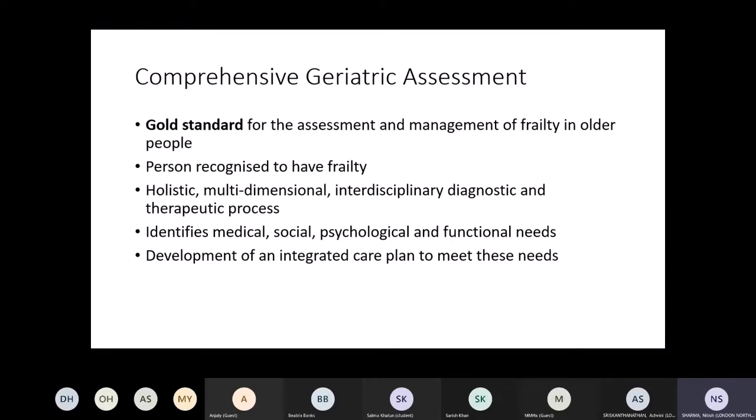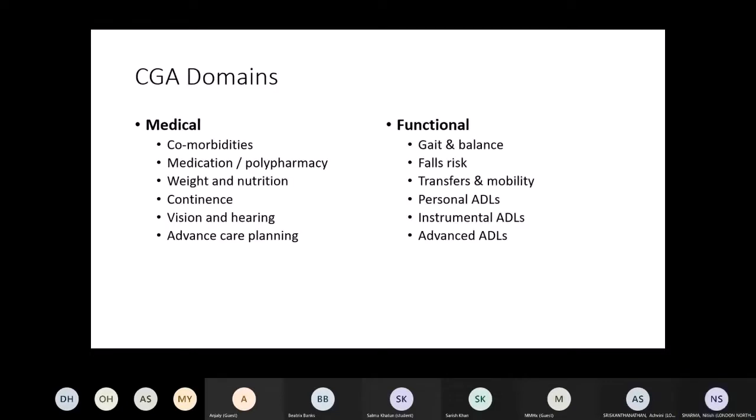multidisciplinary team, which includes the physiotherapist, OT team, social services, and the medical team. And it is important to identify and tackle all the components of frailty, which is medical, social, psychological, and functional needs, and development of an integrated plan for this.